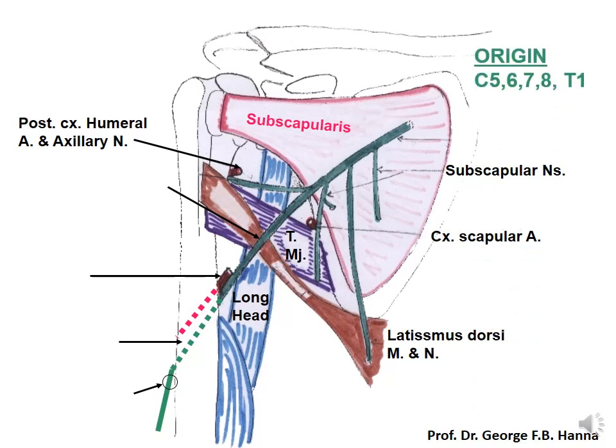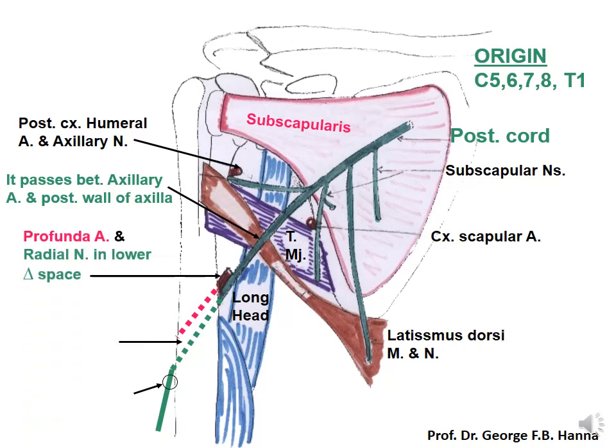So this is the origin of the radial nerve, coming from the root value of C5, 6, 7, 8, and T1. It arises from the posterior cord. It passes between the axillary artery and the posterior wall of the axilla here, and then it comes downward in this arrow together with the profunda brachii artery in the lower triangular space, and then it continues in the spiral groove with the same artery, the profunda brachii artery.